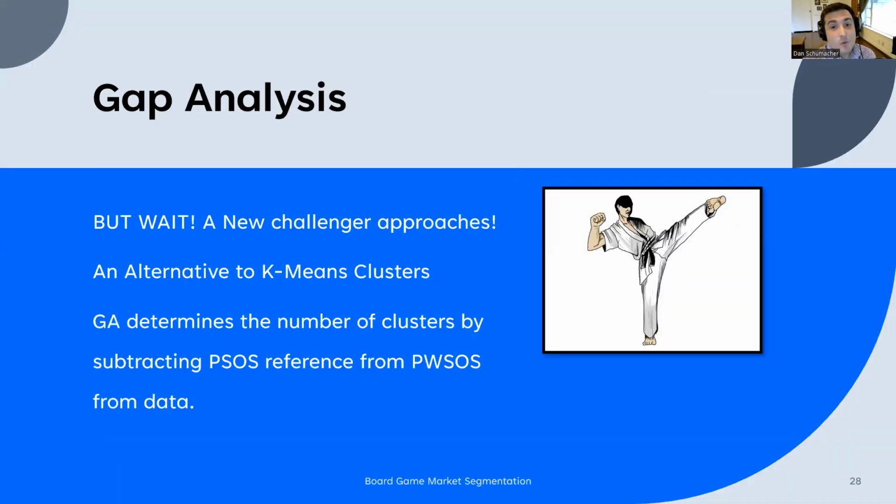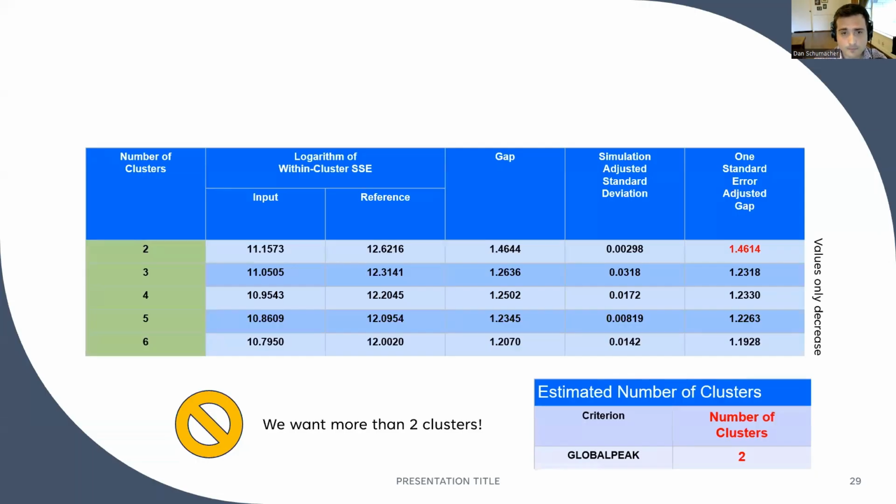But wait, what if gap analysis has a different result? So gap analysis is an alternative to k-means, and where k-means is trying to minimize the distance within a cluster and maximize the distance between clusters, gap analysis determines the number of clusters by subtracting the pooled sum of squares from a reference data set from the pooled within sum of squares from our actual data set. Let's see how gap analysis performed.